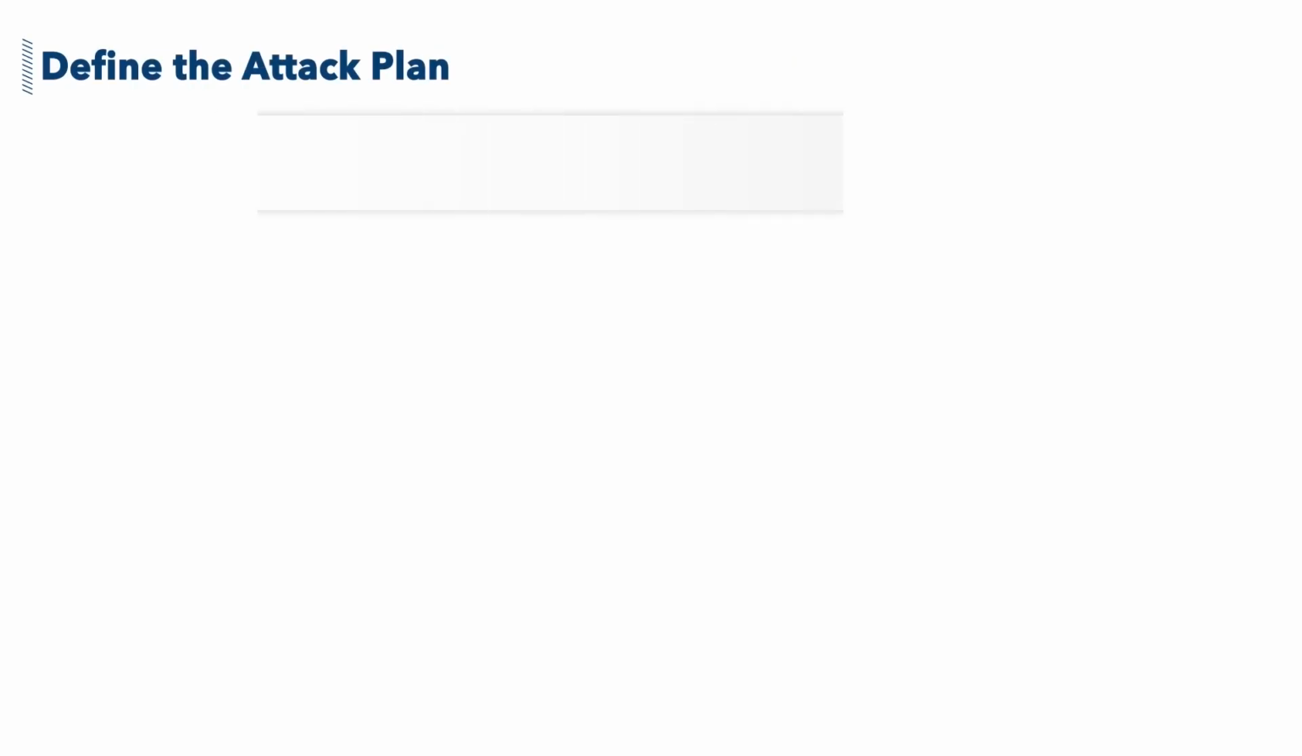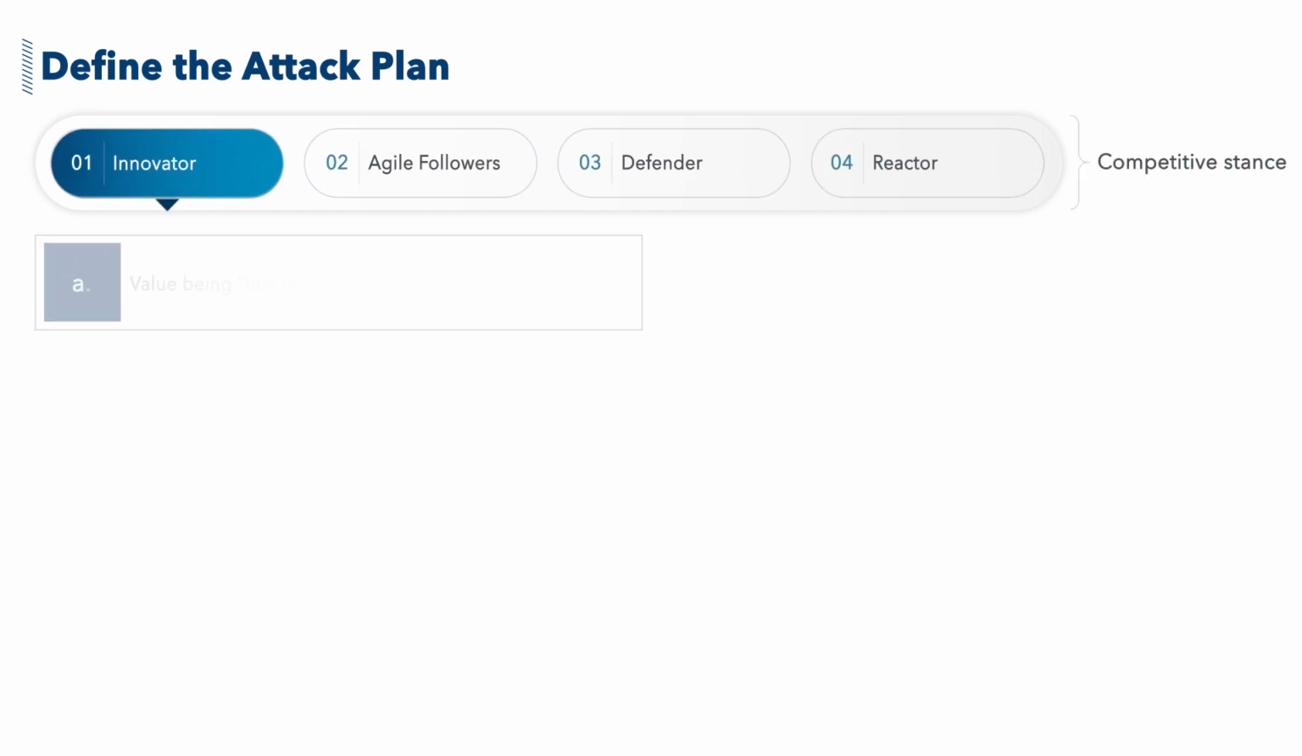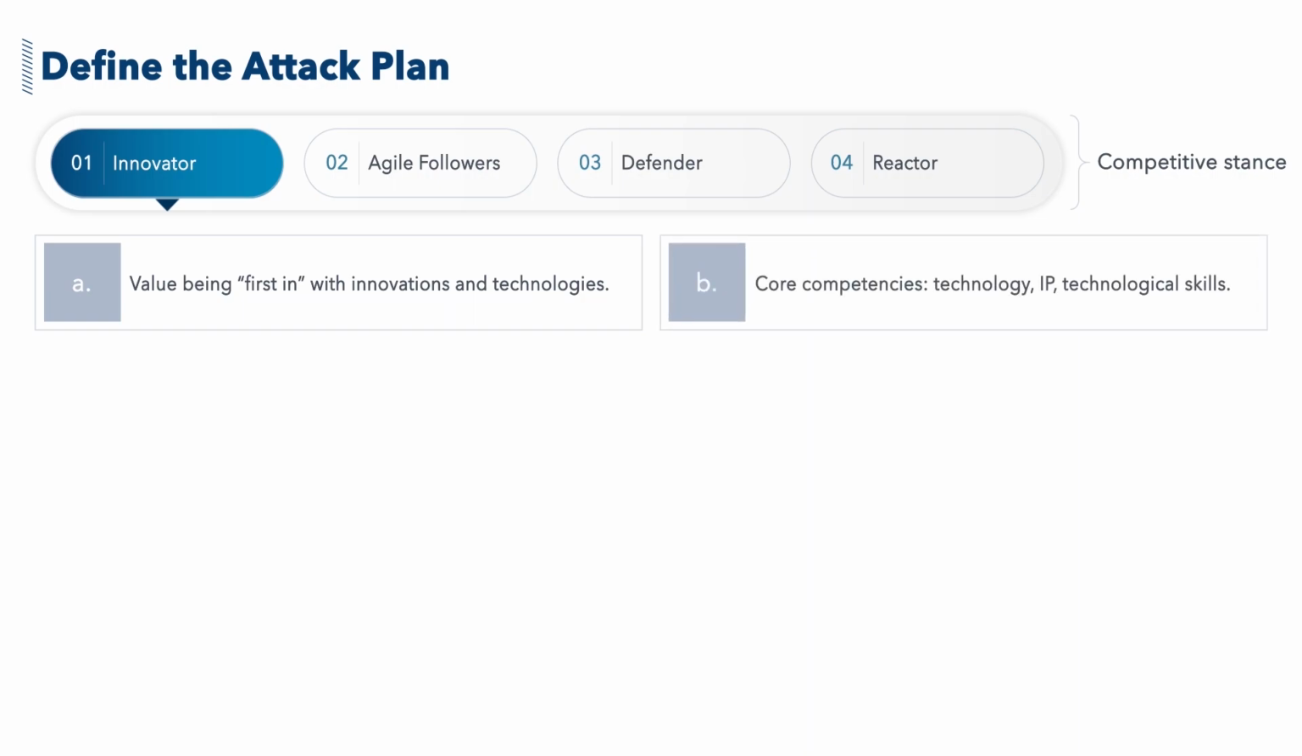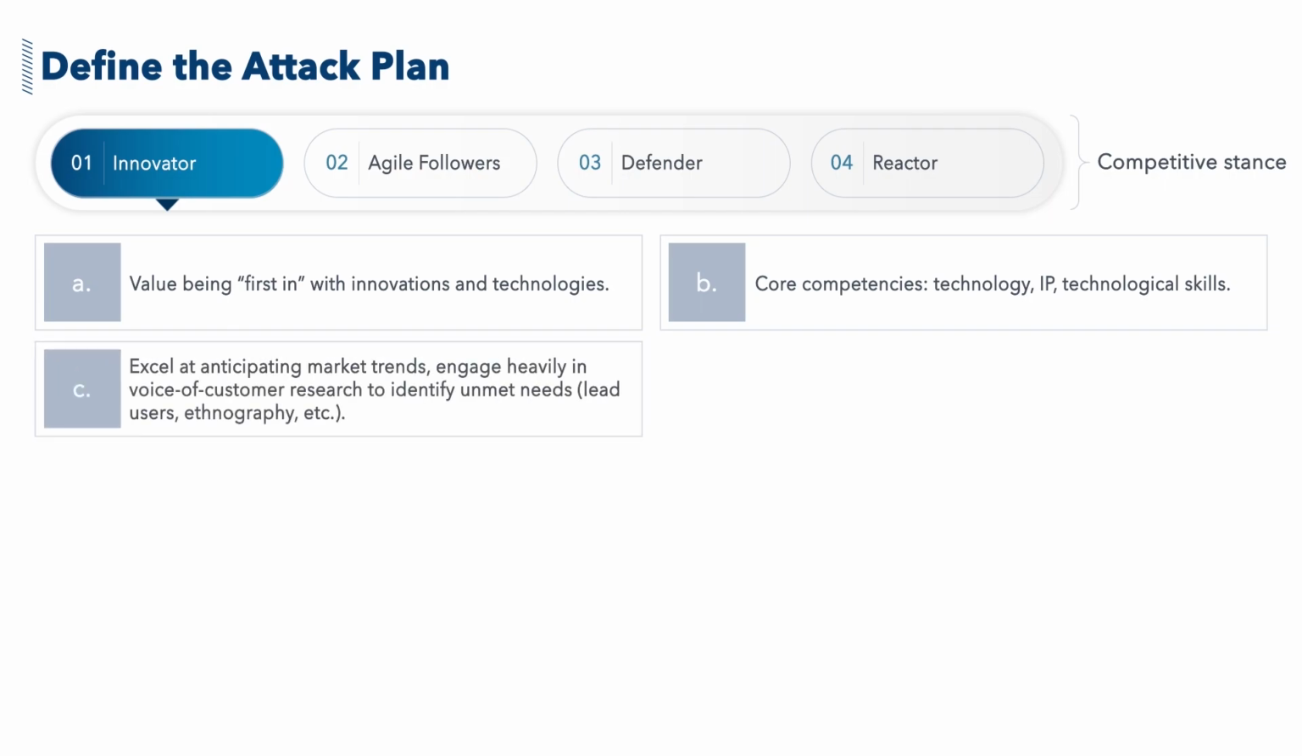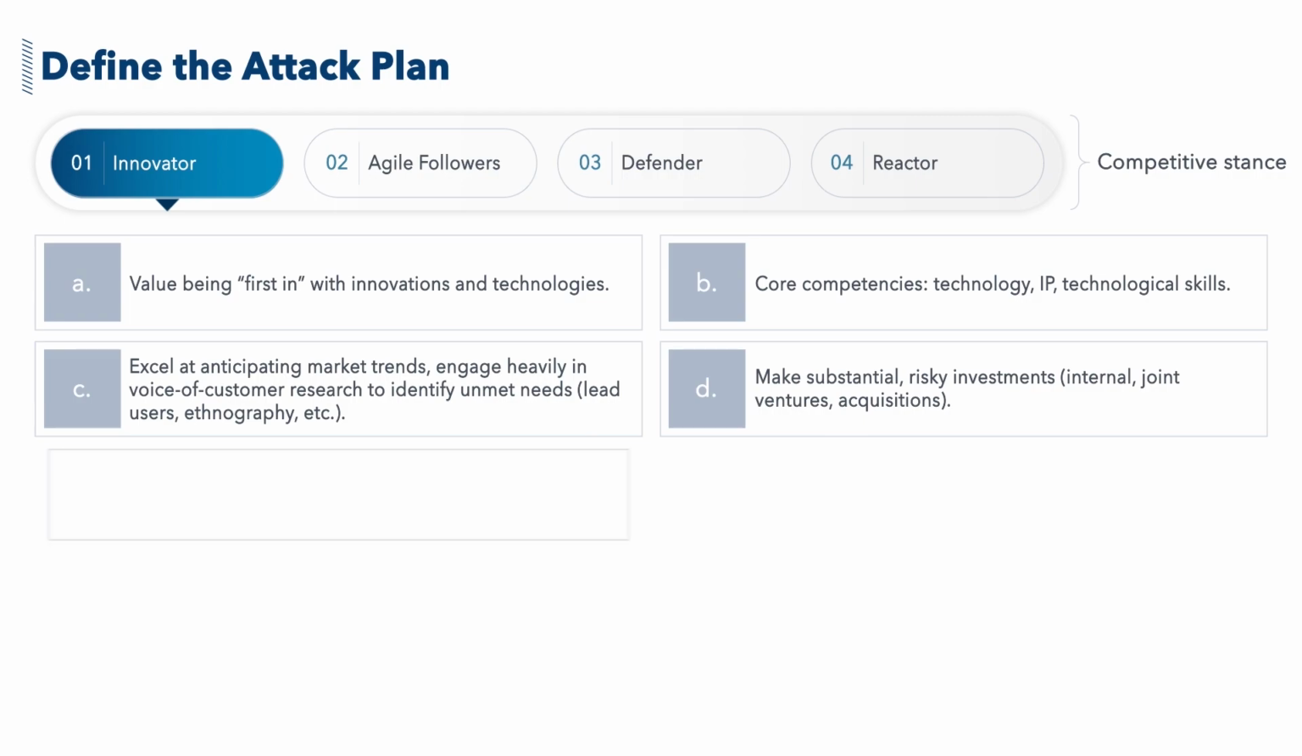Depending on the strategy selected, it will affect your attack plan. For the innovator who values being first in with innovations and technologies, it means that they will develop its core competencies around technology, IP, and technological skills. Excel at anticipating market trends by engaging heavily in voice of customer research to identify unmet needs, such as lead users, ethnography, and others. Make substantial risky investments in innovations such as internal developments, joint ventures, and acquisitions.